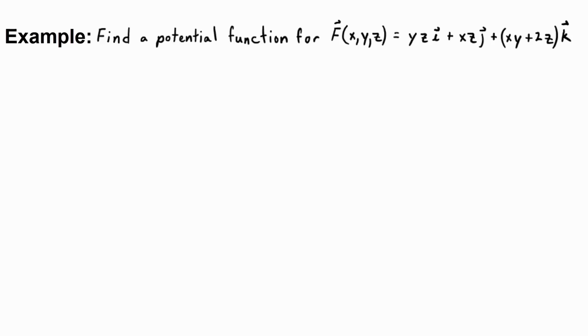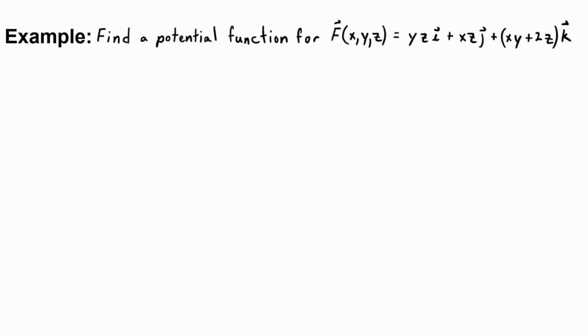We have f of x, y, z equals y times z i plus x times z j plus the quantity x times y plus 2z k. Notice the difference here. This is a 3-component function, 3 variables, right? x, y, and z. So we're going to take a leap of faith here and assume that the potential function does exist, and we're going to try and find it.